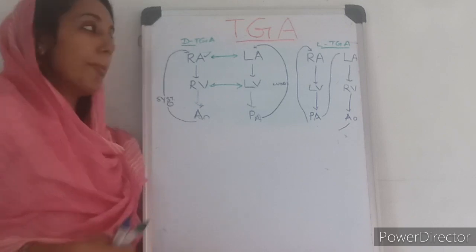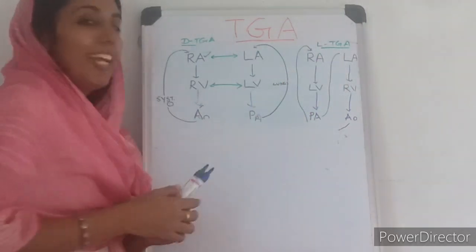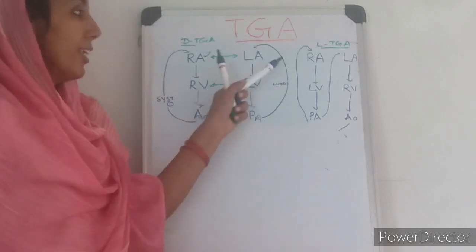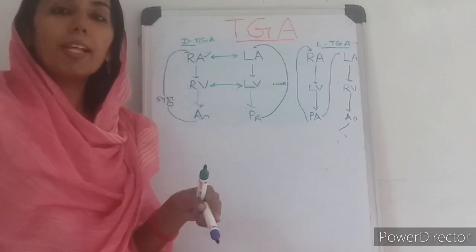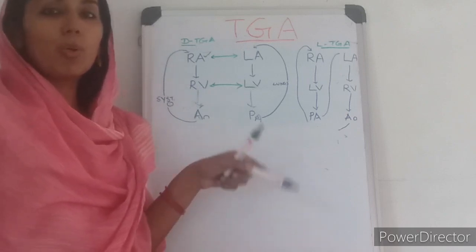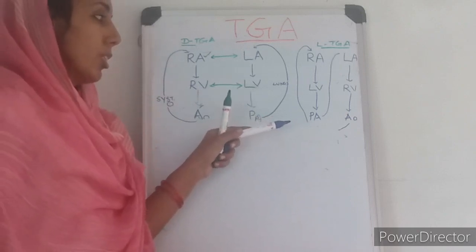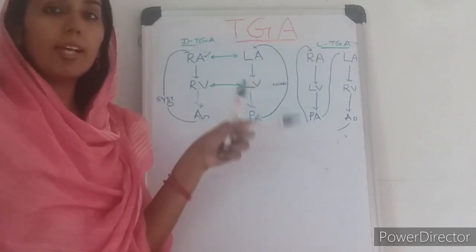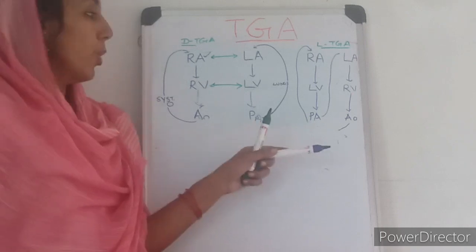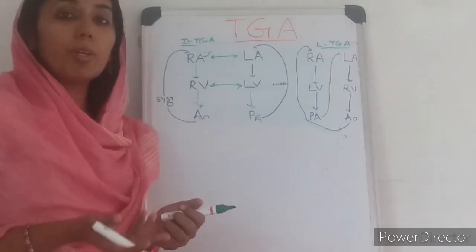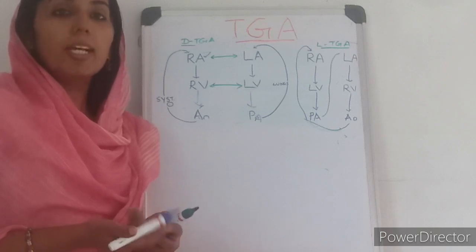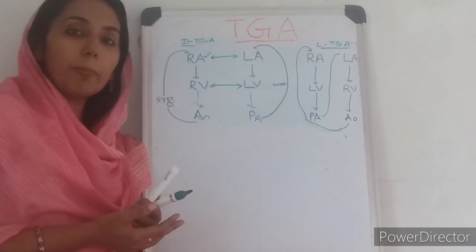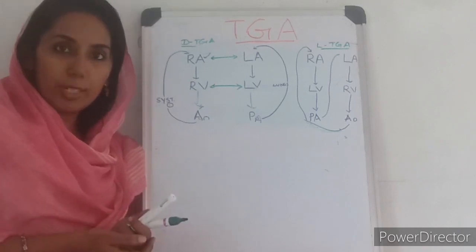Now coming to the L-TGA. As I discussed earlier, here the RA is connected to the left ventricle. From the left ventricle arises the pulmonary artery, goes to the lungs for oxygenation, then goes to the LA, then the LA is connected to the right ventricle, and from the right ventricle arises the aorta. So a normal route of blood flow is maintained, and the patients may not have much cyanosis. These patients become symptomatic because of the associated anomalies.